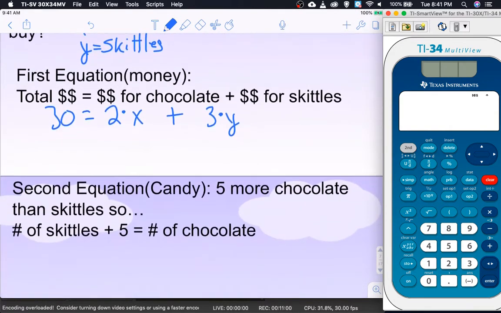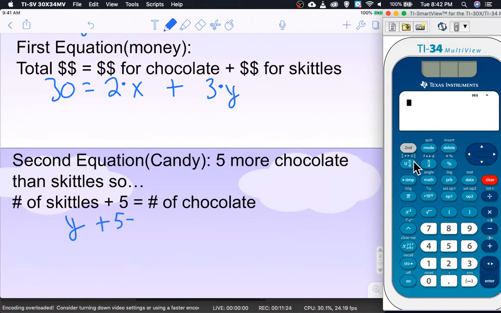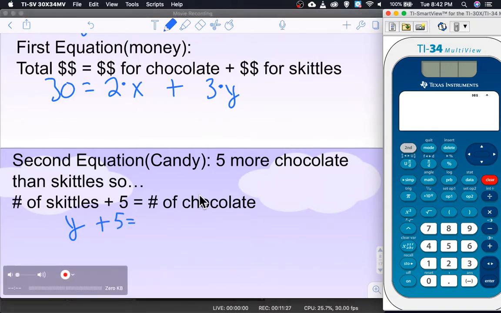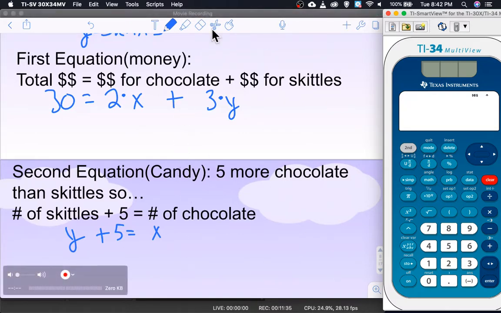Let's keep going. Our second equation, we're talking about the candy. It says she bought 5 more chocolate bars than Skittles. So, how many Skittles did she buy? We don't know. That was our Y variable. Remember, it's 3 times the number of Skittles. So she bought Y Skittles plus 5. How many chocolates did she buy? X chocolates. So these right here would be the equations you would come up with for that system of equations, from that word problem.